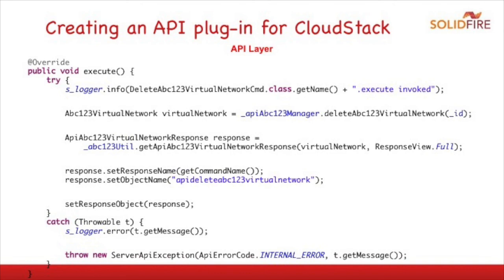That business object is going to do whatever it has to do. Like we saw in the previous slides, it actually does some validation, and then it goes to the database and actually deletes the data, and then takes the old data, packages it up in an object, and sends it back. So we can see here what comes back to me is an object that implements the interface ABC123 virtual network.